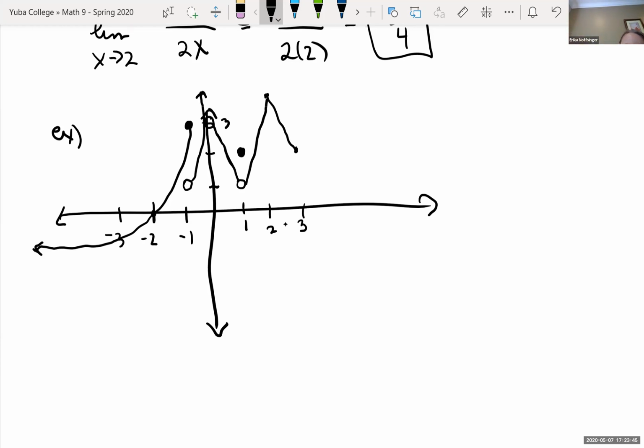And the arrow shoots down. Okay. So you're given the graph of f of x, and it asks you to look at the graph and find the following limits. So you're looking at the limit as x is approaching -1 on the left of f of x.